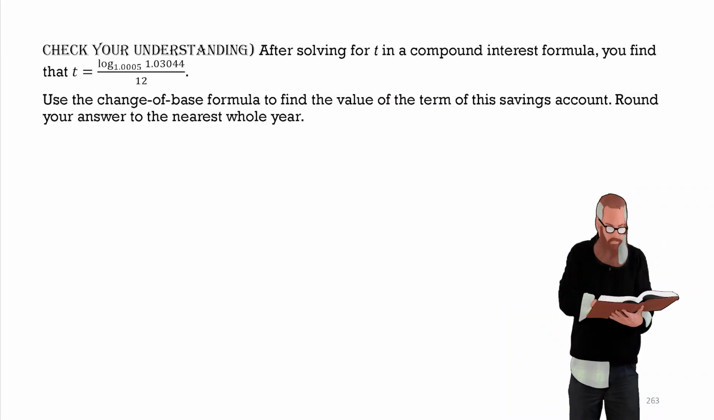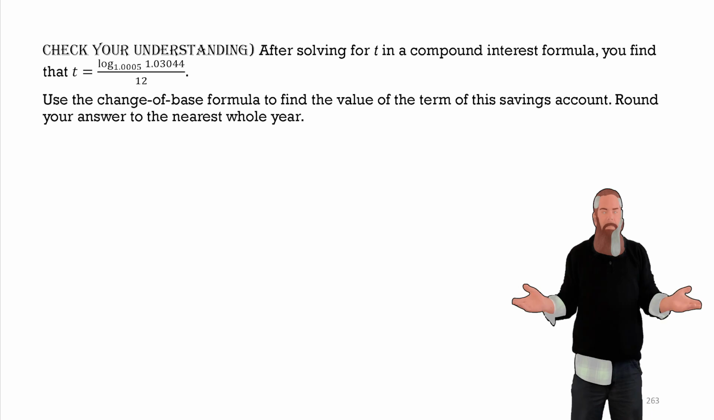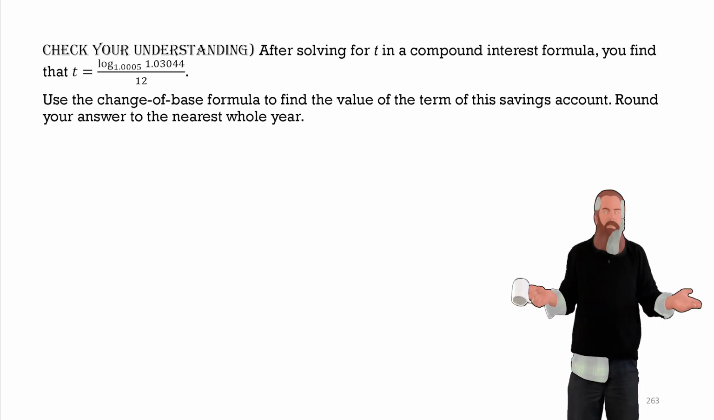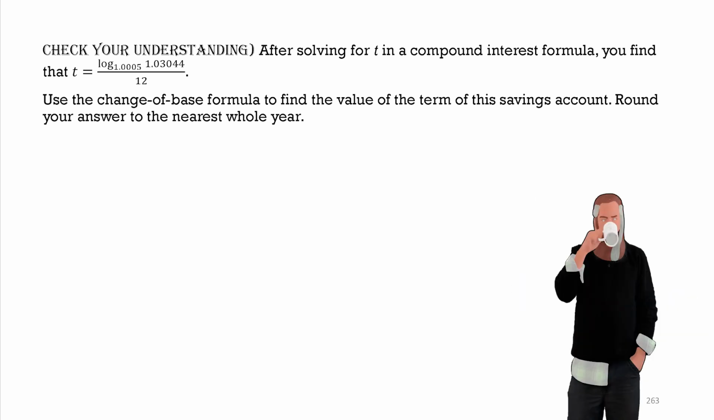Let's check our understanding of this. After solving for t in a compound interest formula, we find that t is log base 1.0005 of 1.03044 all over 12. Let's use the change of base formula to find the value of the term of the savings account and round the answer to the nearest whole year.